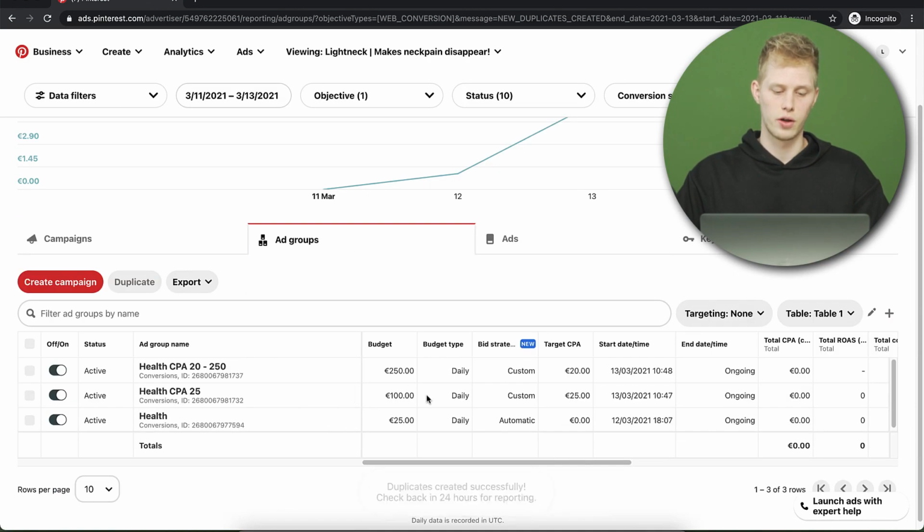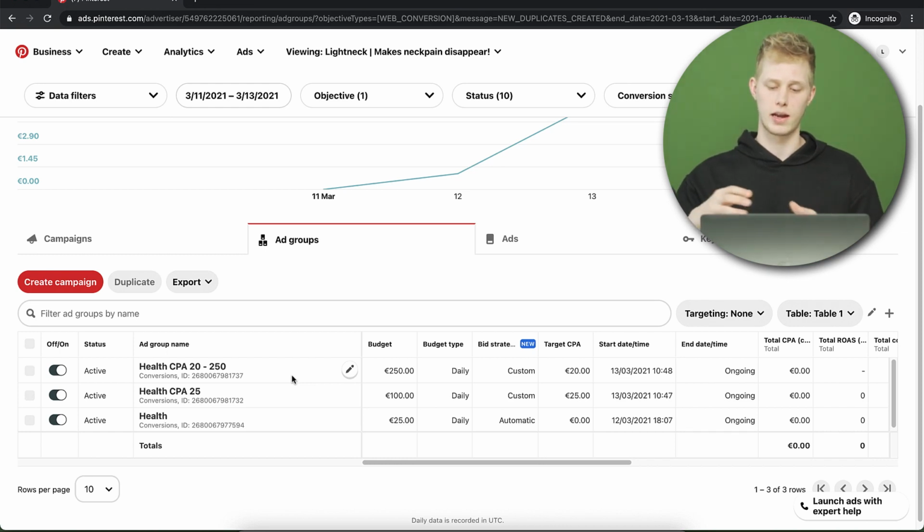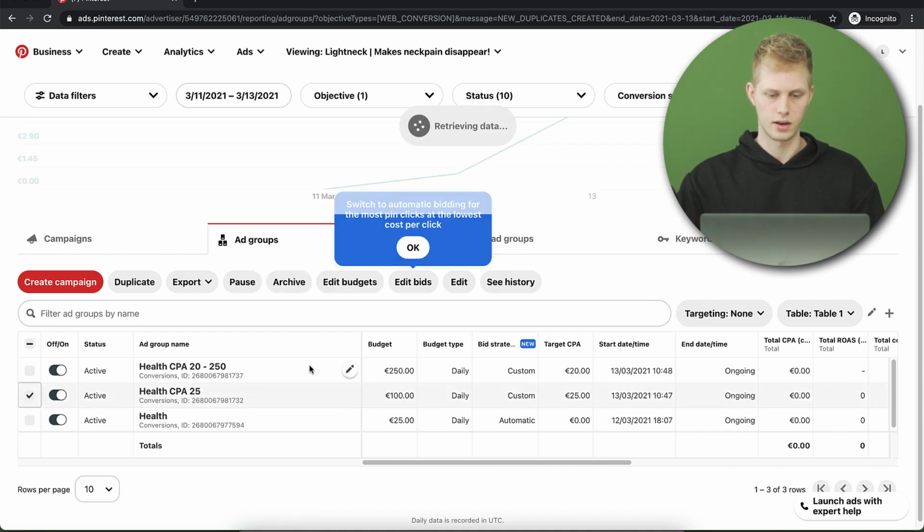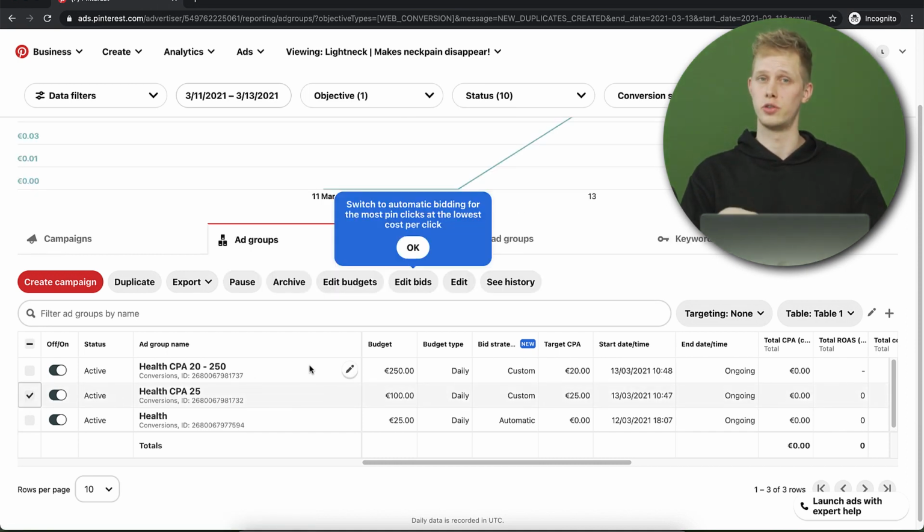Now, if after a while this CPA ad group has been running and you see that the CPA, the cost per purchase, is below your target CPA, then we want to decrease that CPA. And like I said, you can only do this 2 times a week with a decrease of 9% max. And of course, you need to calculate how much you can decrease it and how much that 9% is.